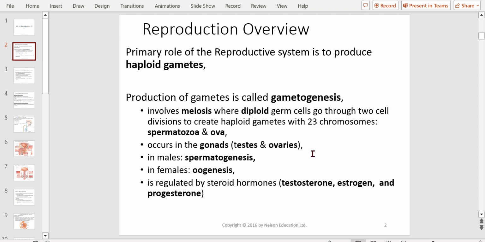For sperm, it's spermatogenesis. It involves meiosis, where diploid germ cells go through 2 cell divisions to create haploid gametes with 23 chromosomes, half. Spermatozoa and ova are produced in the gonads, the testes and the ovaries. In males, spermatogenesis. In females, oogenesis, regulated by steroid hormones, testosterone, estrogen, and progesterone, which we covered fairly thoroughly in the week 13 XX video.